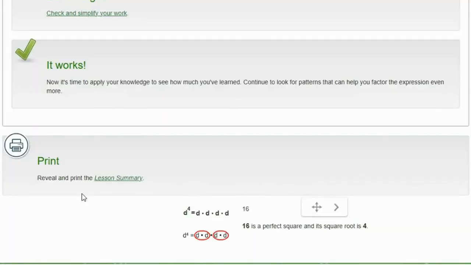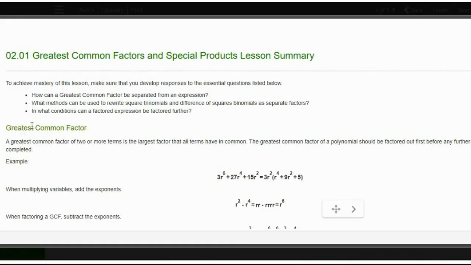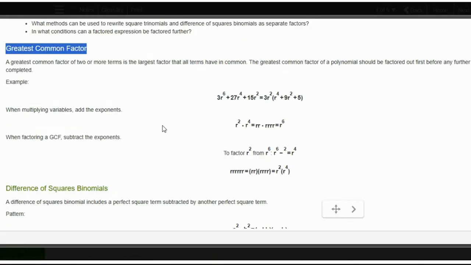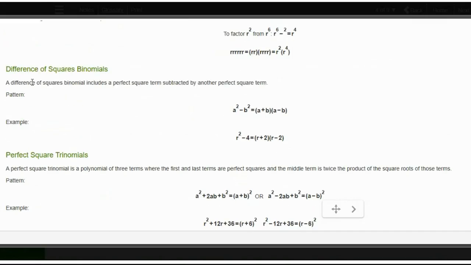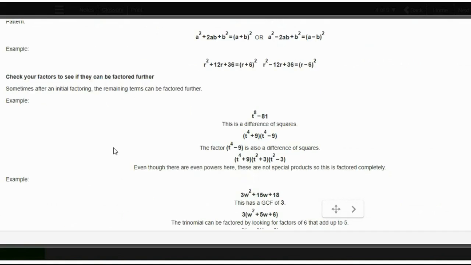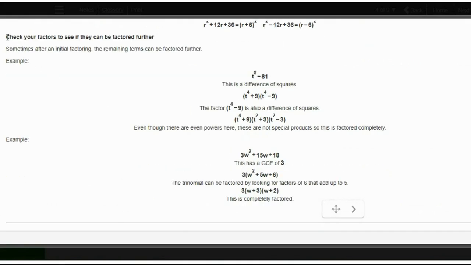All right, let's look. Here's the lesson summary, which goes over everything we just learned. Greatest common factor, that was the first thing we looked at, pulling out a 3 and an r squared. Difference of squares binomials, perfect square trinomials, and then check your factors to see if they can be factored further. That's what we just looked at. T to the 8th minus 81. Wait a minute, I'm not done. I got to factor it again.